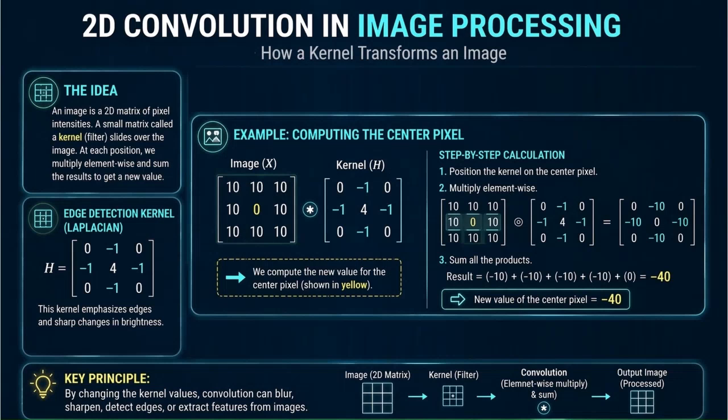Now, let's move to images. An image is simply a 2D matrix of pixel values. Convolution works the same way, but now in 2 dimensions. We take a small matrix called the kernel and slide it over the image. For example, using an edge detection filter, we first multiply corresponding elements, and then we sum the results. This highlights edges and sharp changes in brightness.